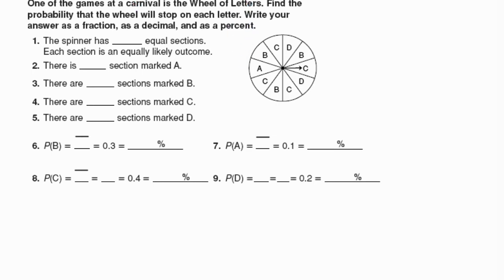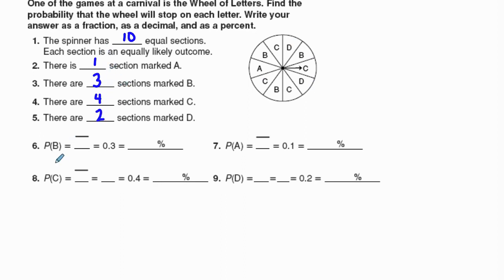Okay, so the first thing we need to do is count up our sections. So let's see, I'll start this first A. 1, 2, 3, 4, 5, 6, 7, 8, 9, 10. So there are 10 equally likely sections. Okay, there is one section marked A. There's 1, 2, 3 sections marked B. There are 1, 2, 3, 4 sections marked C. And 1, 2 sections marked D.